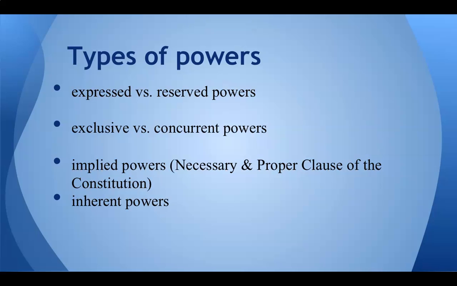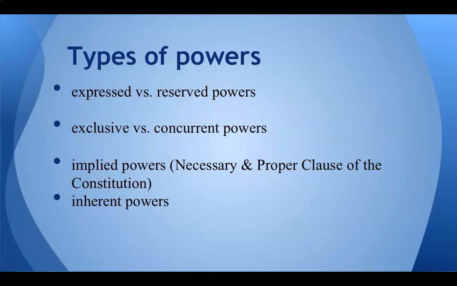Concurrent powers are powers that are shared by the national government with the state governments. So, for example, the power to tax. Next week, I've got to pay my federal taxes, and I'm going to pay taxes to the state and taxes to the federal government because it's a concurrent power.